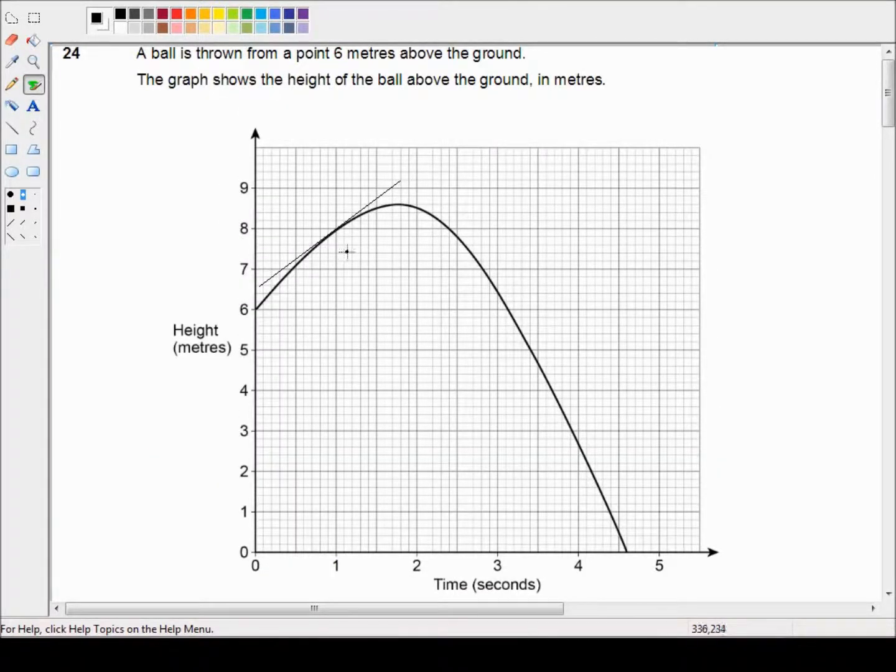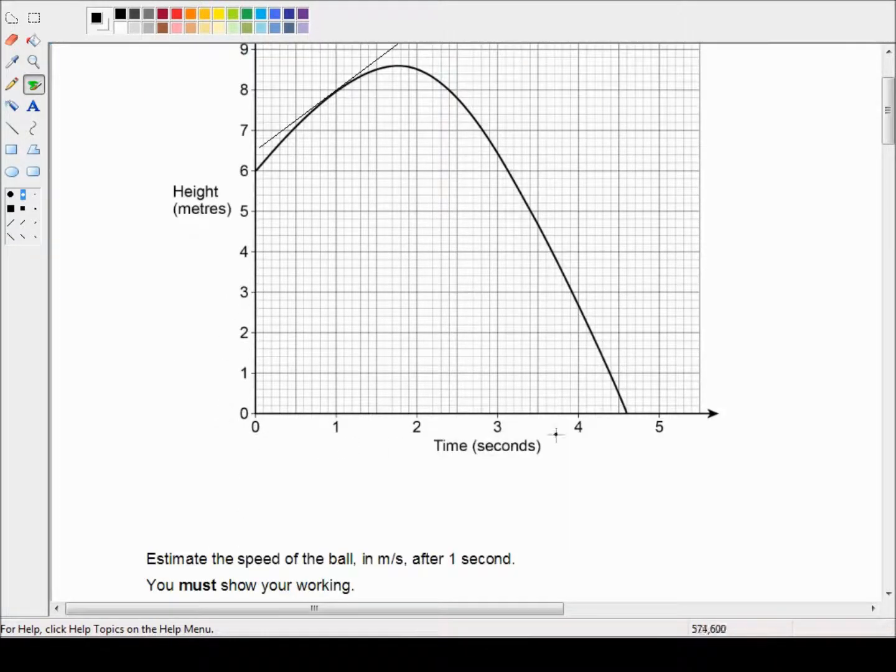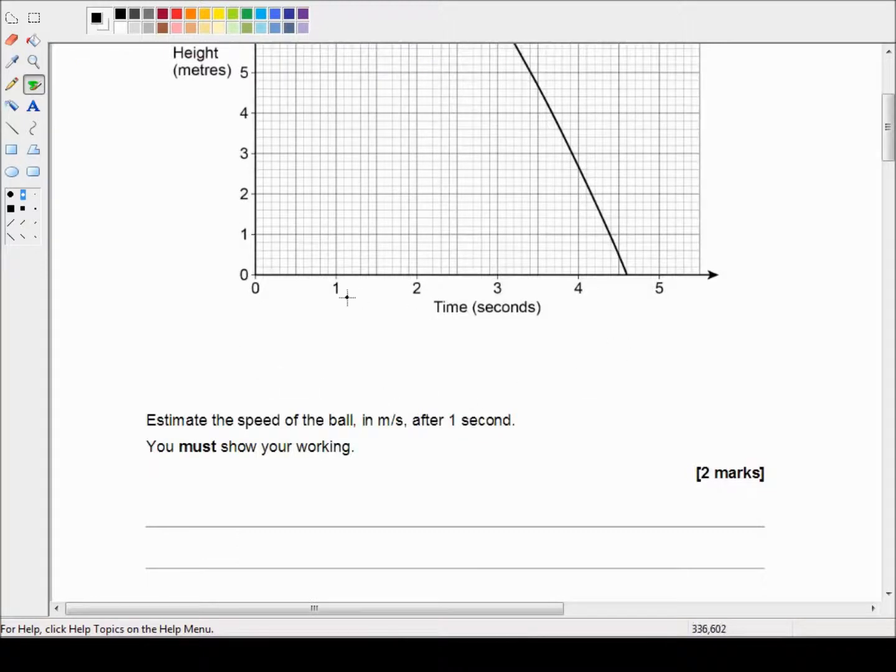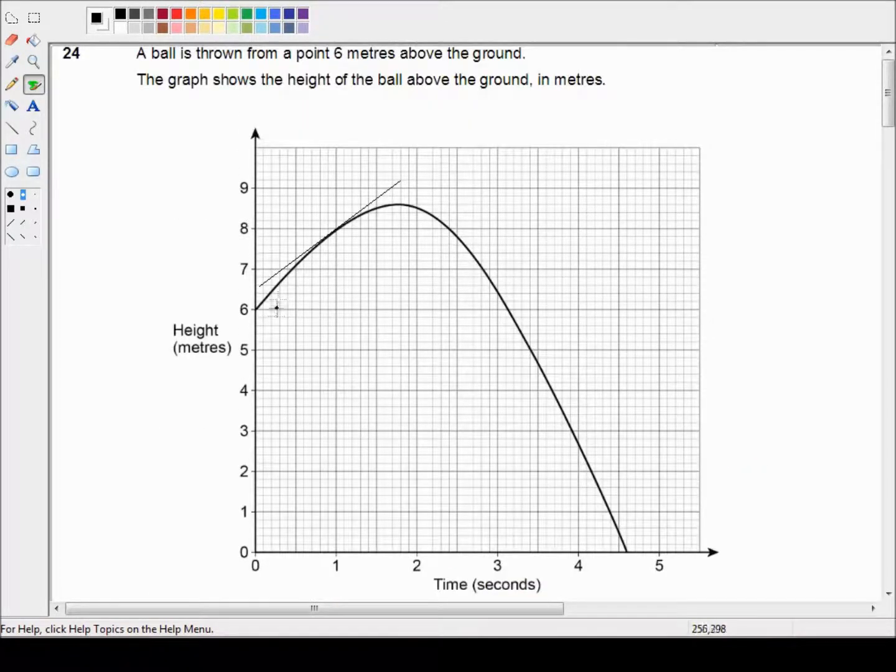Okay then, so we've got our curve here, which is on a graph where the y-axis is marked in meters and the x-axis is marked in seconds. So this is a distance time graph, and the way to calculate the speed or velocity on a distance time graph is to find the slope of the curve. So we're looking for the slope of this curve at or after 1 second, so that's at this 1 second mark.